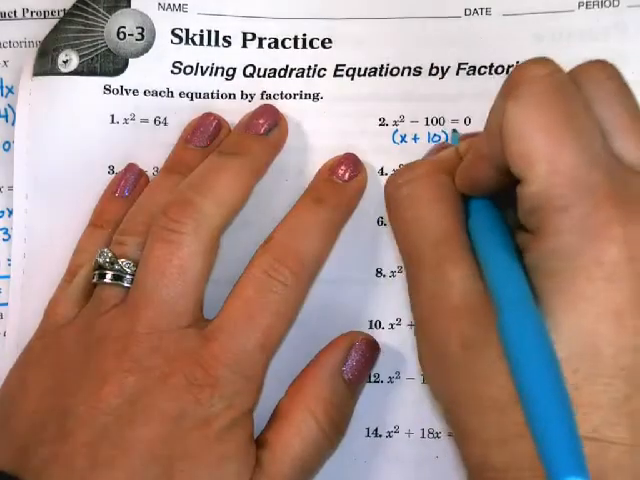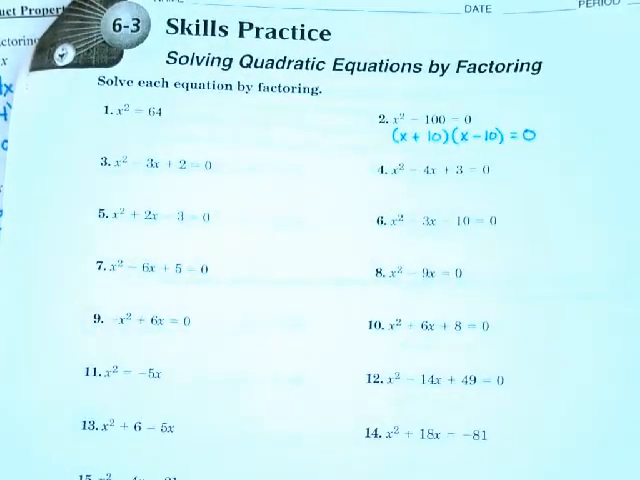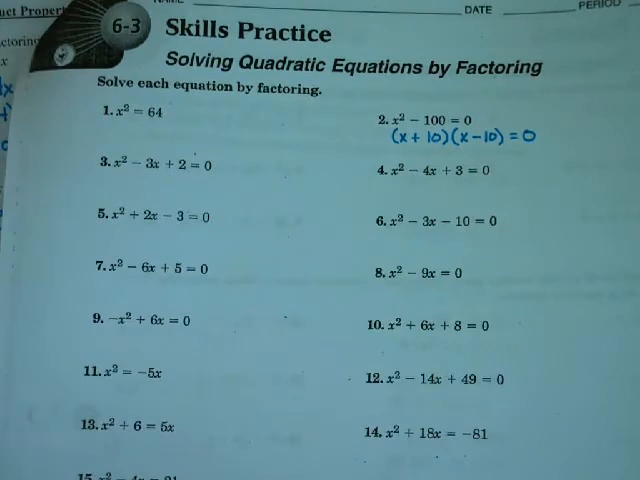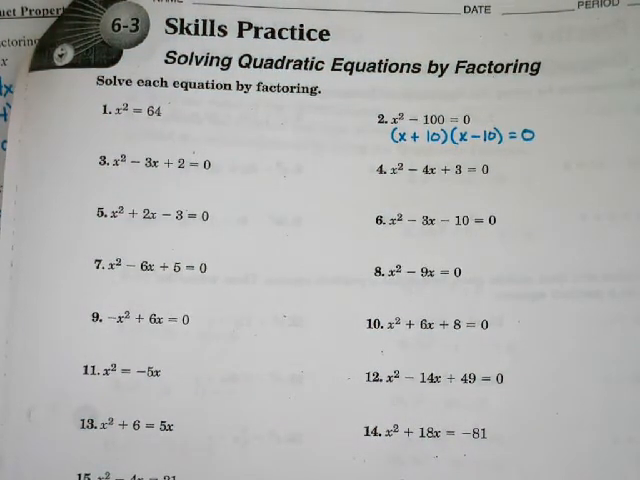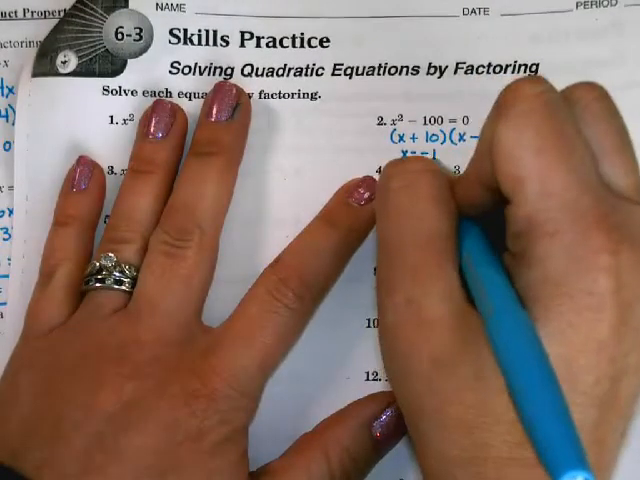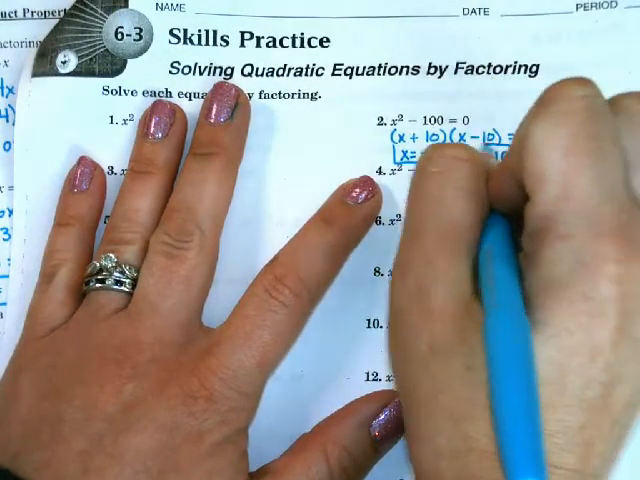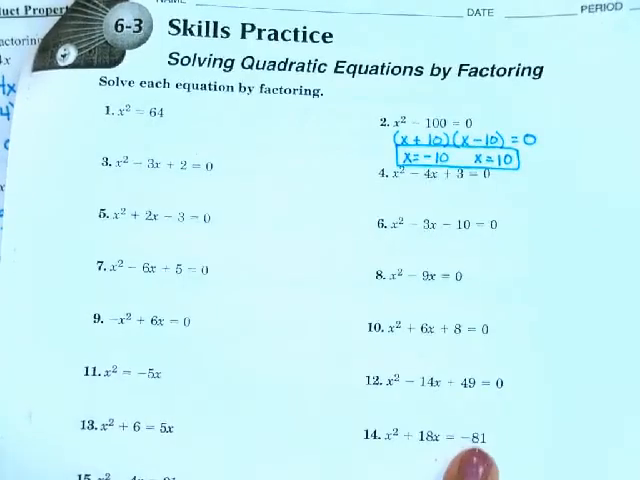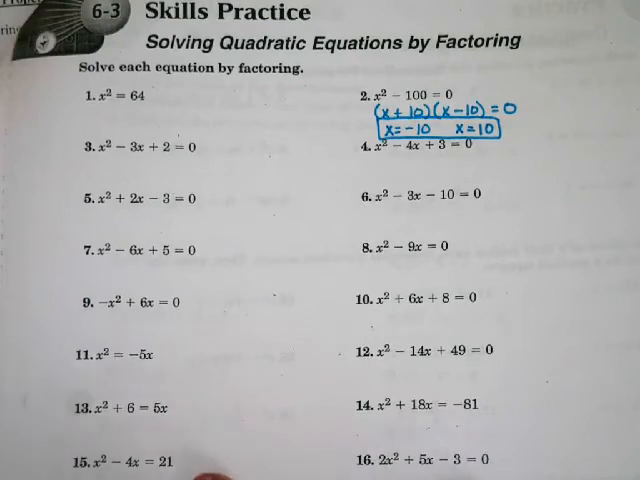So it'd be x plus 10, x minus 10, right? So you take the square root of both. Square root of x squared is x. Square root of 100 is 10. Set them both equal to 0, so x is negative 10 or positive 10. Make sure if it's not equal to 0, like number 14, number 11, that you get them equal to 0 before you start factoring. Okay?